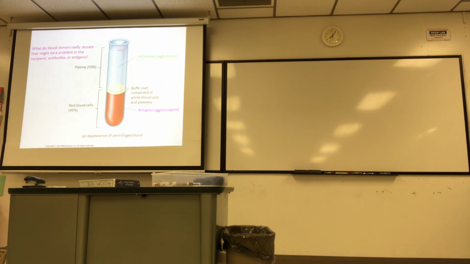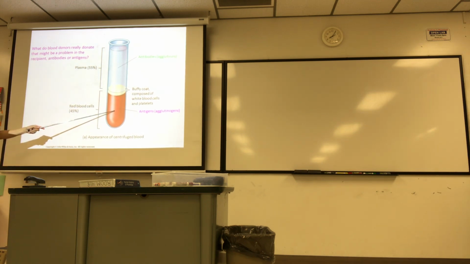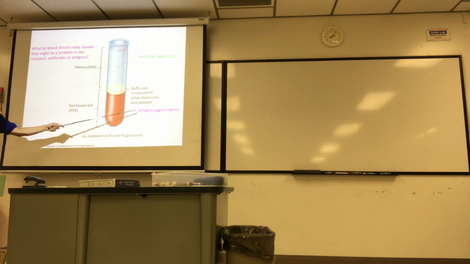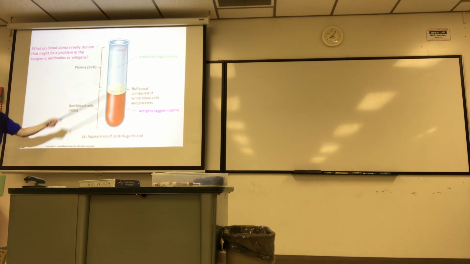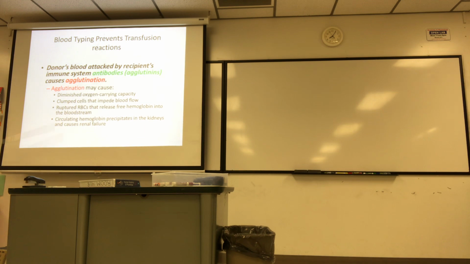And so the thing I try to emphasize, what do donors really donate that might be a problem in the recipient? Well, donors are donating their RBCs, and they have these antigens that may be seen as non-self, okay, by the antibodies that are in the plasma component. So blood typing prevents these transfusion reactions.